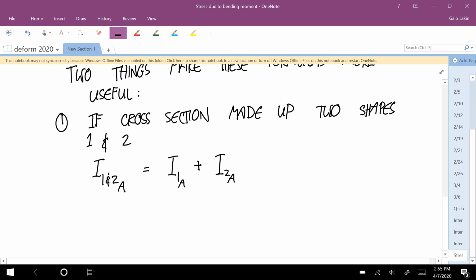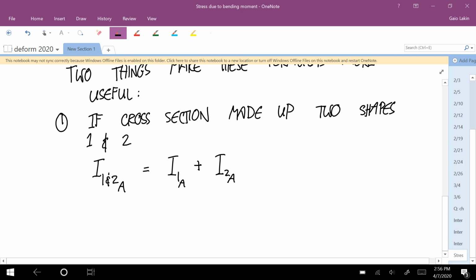And you can also do that with subtraction. Like if you have a rectangular cross section that has a circle cut out of the middle, you can do it with subtraction. But one thing that's important here is, for 1 and 2, you have to have those area moments of inertia calculated about the same axis that you want for the combined shape.